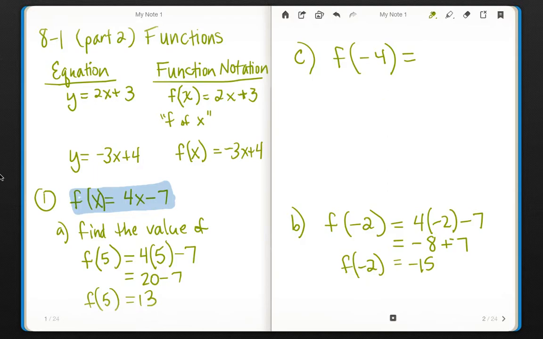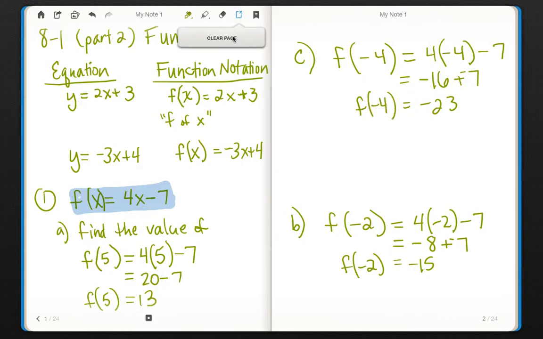Okay, so we go back to our function. f of x is equal to 4x minus 7. So in this case, we want x to be -4. So we simplify it. That'd be -16 minus 7. Make it plus a negative, and we get -23. So f of -4 is equal to -23. All right, let's try another one.